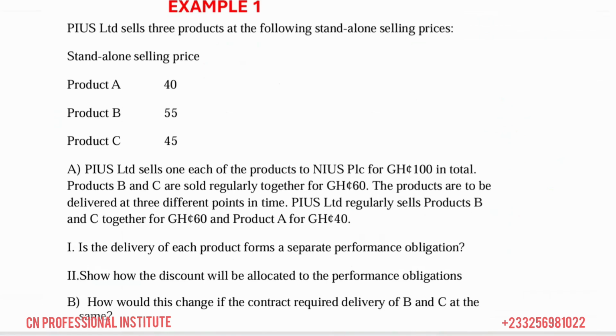Let's come back to our normal example here. We've been told that Pius Limited sells 3 products at the following standalone selling prices. So these are the standalone selling prices, A, B, C. Are you following? Now, we're told that Pius Limited sells 1 each of the product to Niles for 100 cedis in total. Products B and C are sold regularly together for 60. The products are to be delivered at 3 different points in time. Pius Limited regularly sells product B and C together for 60 and product A for 40.